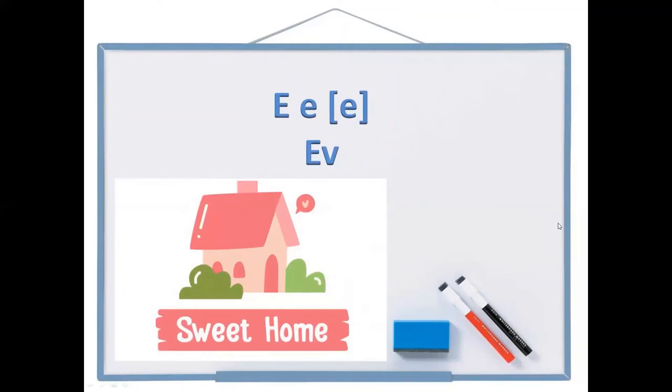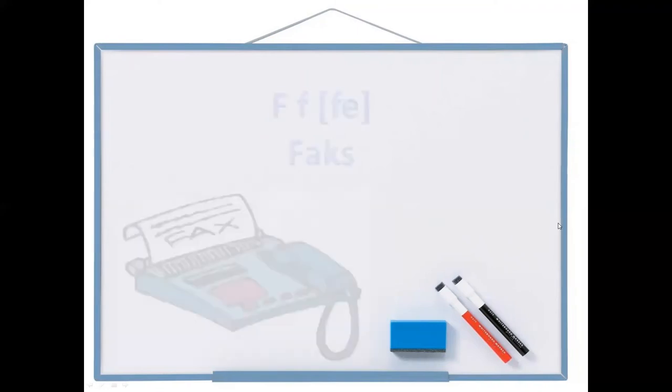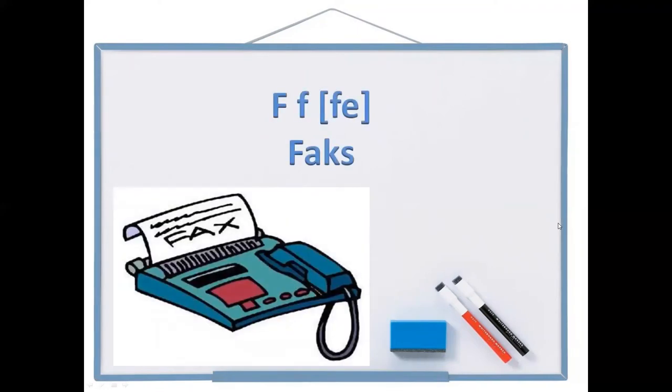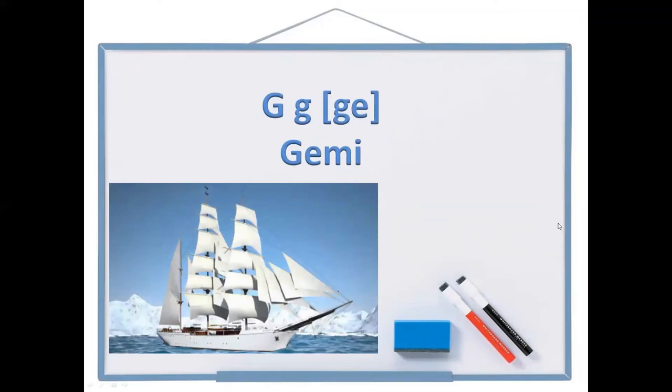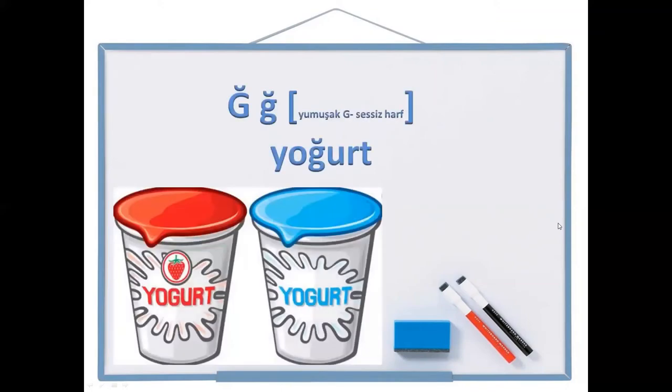Ev. E. Ev. And the next one is F. Fax. F. Fax. And the next one is, remember, it's not G, it is G. Gemi. G. Gemi. And the next one is yumuşak G, soft G.